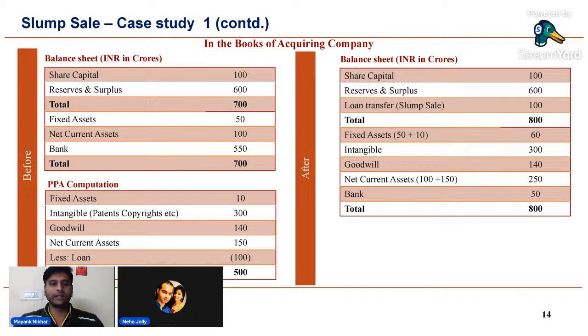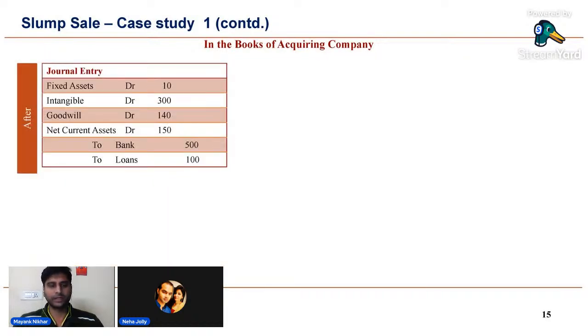Now coming to the balance sheet, how it would appear after the buyer has taken over the undertaking. It would be share capital, reserves, fixed assets were 50, then you add, so it gets to 60. Intangible assets that were recognized, 300. Goodwill, the balancing amount, 140. Net current assets, earlier it was 100, so now you add 150. Bank, because you paid 500, so the balance is 50. 500 was the sale consideration that you had paid, so the remaining bank account now is 50 crores. This is the journal entry that would have been passed.